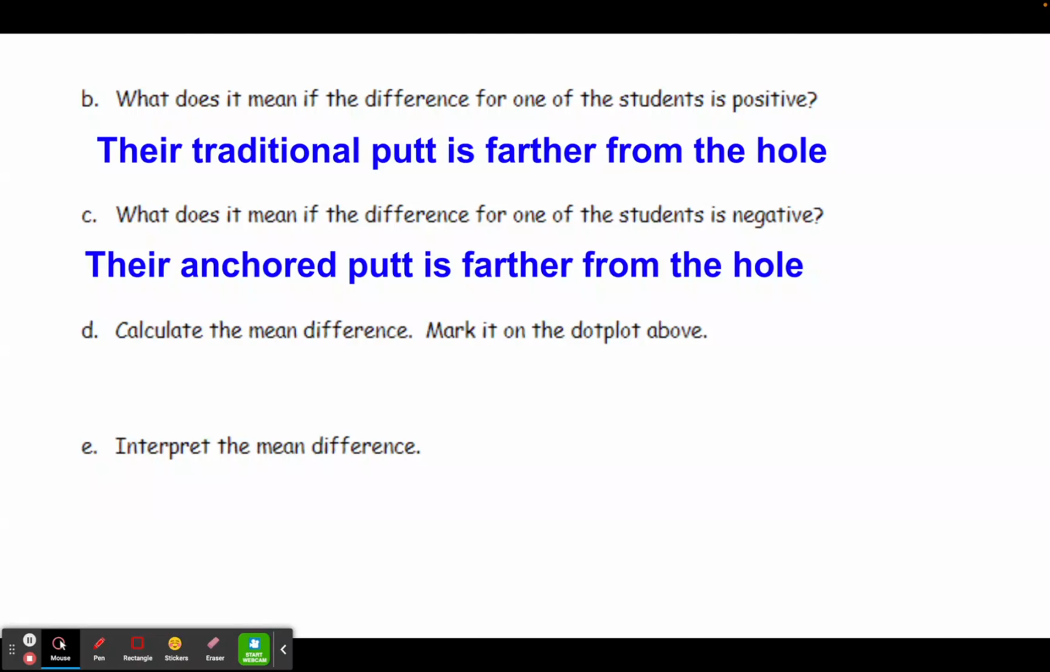Now, part D, it says to calculate the mean difference. Now, we can do that a couple of different ways. One is that we can just add up all of those 14 differences, including the negative signs, and divide by 14. Another way that you can do that is to put those differences into list 1 in your calculator and then calculate the mean using the one variable stats function on your calculator. Either way, we come up with a mean difference of negative 8.57.